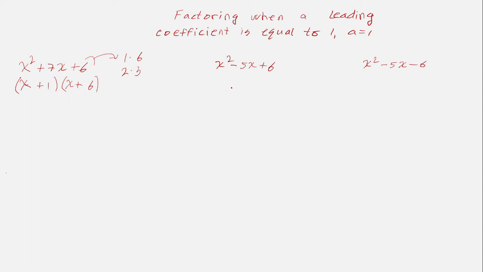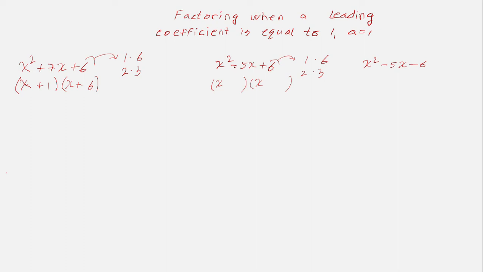Now, in this problem, which looks very similar, we have a slight difference. We have a negative number here. Again, the leading coefficient is 1, so that means we can open two sets of parentheses and put x in each. Again, if the leading coefficient is 1, we need to find the factors of this number, and they are again 1 and 6 and 2 and 3.